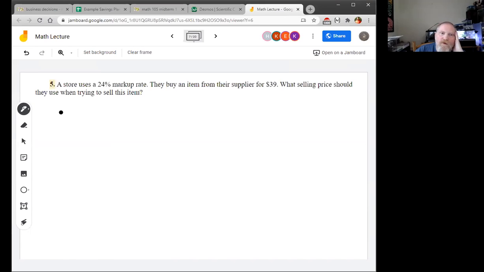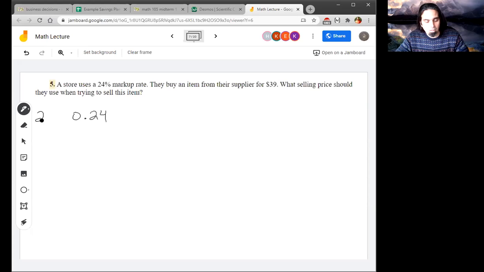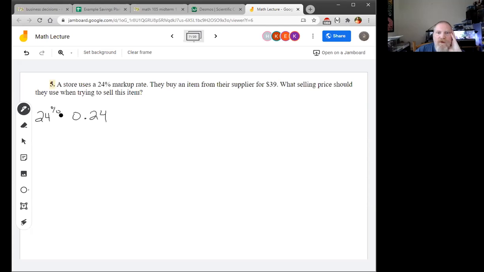All right, so like I said, we're going to change that 24% into a decimal. So it becomes 0.24. Then to get our actual final price, we need to account for that original $39. So we're going to make this 1.24 because the 1 accounts for that $39. And so we simply multiply $39 times 1.24, and that will give us their selling price, which is their original price plus their 24% markup.